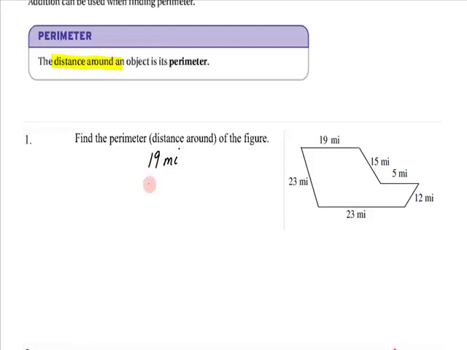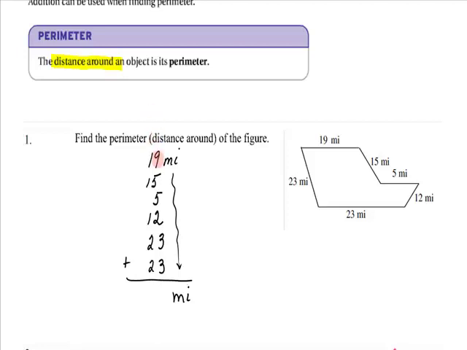So 19 miles plus 15 miles plus 5 miles plus 12 miles plus 23 miles plus another 23 miles. And I have all 6 sides, and these are all in miles. That means that my perimeter will be in miles also. All right, it asks us to add.